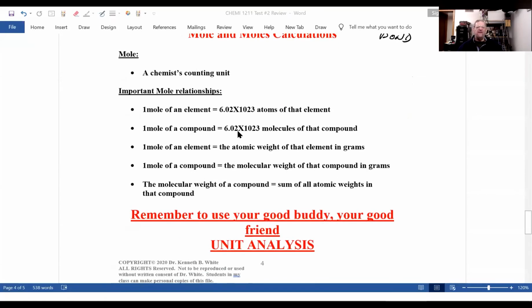Now, important relationships. 1 mole of an element equals Avogadro's number. That should be superscript. Let's see if I can do it.